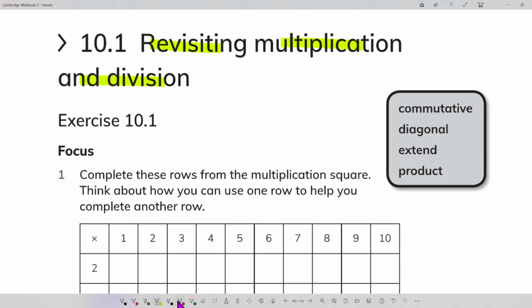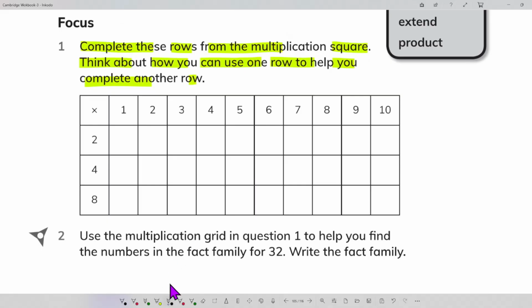Our first question: complete these rows from the multiplication square. Think about how you can use one row to help you complete another row. It's a very simple thing. 1 times 2 is 2. 2 times 2 is 4, 2 times 3 is 6, then 8, 10, 12. 7 times 2 is 14, 8 times 2 is 16, 18 and 20. Okay, very simple. Next, 4.